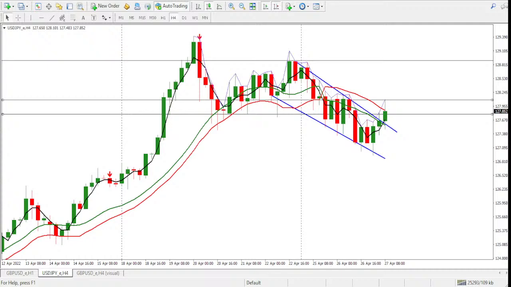Instead, I would recommend you look for sell orders. I will suggest that you keep looking for sell positions temporarily, as long as the price is below the two lines which I've just drawn now.